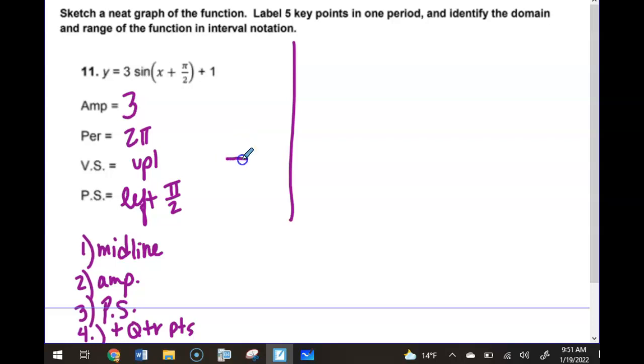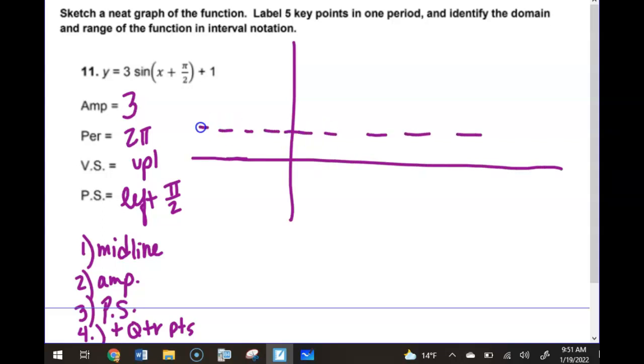So, oh, I have to shift left. We'll make that work. Okay, so 1 is my midline. I'm supposed to go 3 above that. So the maxes are going to be at 4. What's 3 below 1, guys? So 1 down to 0 to -1 to -2. Okay.